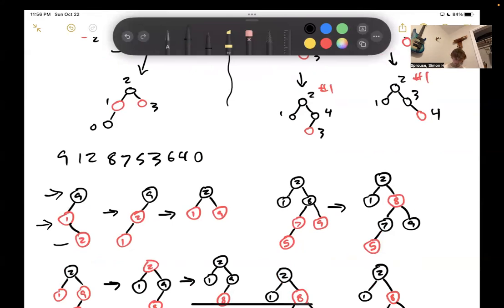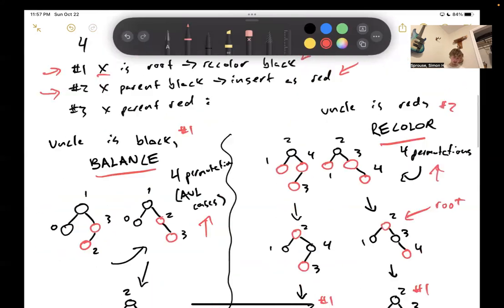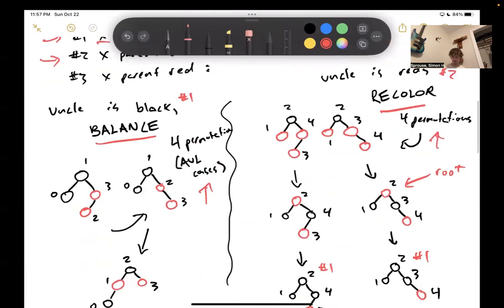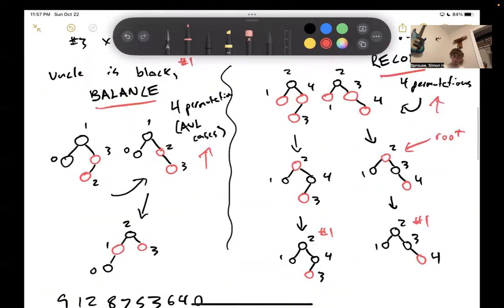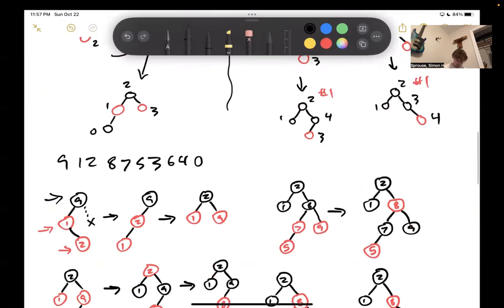And then when you try to insert 2, you can see now we've created a violation because we've got a red node that is the child of another red node. And like we said before, we can't have adjacencies. So this is going to cause an issue. As you can see, we are now in case 3 where we've got a red parent and we need to decide what to do with the node that we're inserting. In this case, we don't have an uncle. So we don't have an uncle. What do we do?